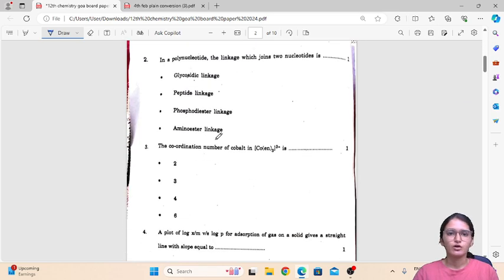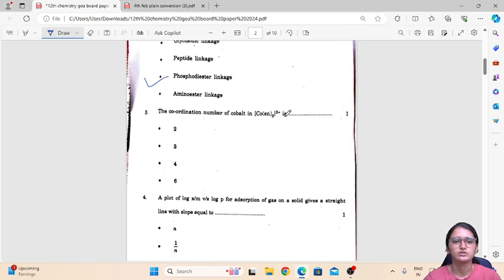Next question is from biomolecules. In that the question is: in a polynucleotide the linkage which joins two nucleotides is dash. Now here they have asked the linkage which joins the nucleotides. In this chapter we have learnt three types of linkages: glycosidic, peptide and phosphodiester. These are the main linkages. Glycosidic is used basically in carbohydrates, and peptide is used in amino acids, proteins. Phosphodiester is the linkage which links two nucleotides. So the answer is phosphodiester linkage.